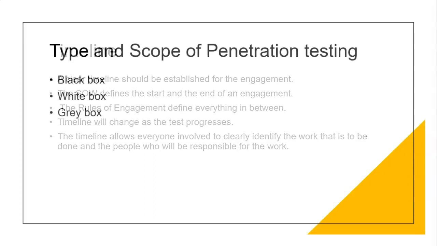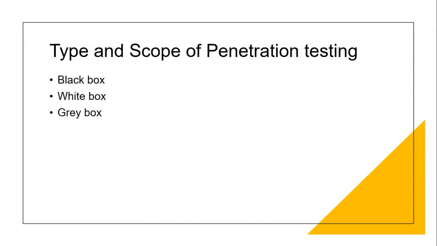Type and scope of the penetration testing. This can be the methodology, either as a black box, white box, gray box, or you're going to use some specific framework. For instance, if you were testing applications on a web server for vulnerability, you may want to use the Open Web Application Security Project OWASP framework.